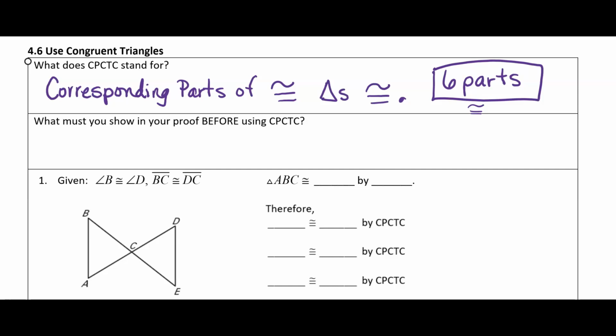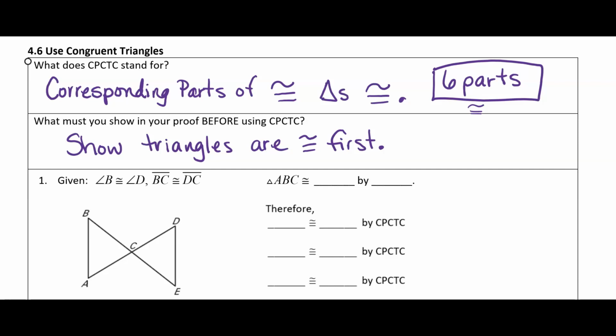Now, what must you show in your proof before using CPCTC? Well, you must show the triangles are congruent first. So if you can prove 3 things congruent and use one of your congruent statements, then you automatically know the other 3 pieces will also be congruent.